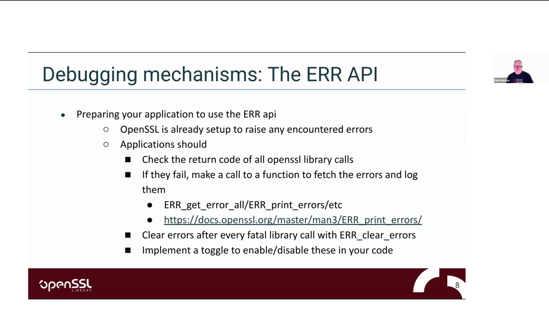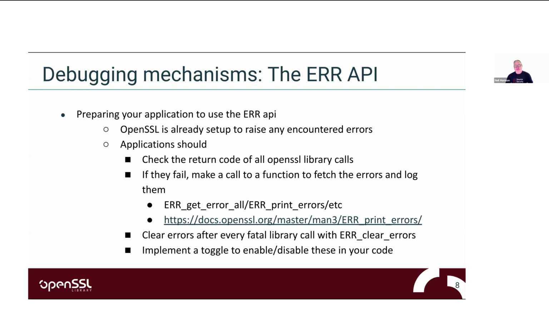If an API call fails, you can make a subsequent call to a function to fetch those errors and log them. We have a whole suite of them. They're documented at the link below. The most notable is error get error all, which gets you a list of the errors. You can also directly print them to your console with error print errors, or redirect them to a different file pointer with something like error print errors underscore FP. They're all documented, fairly straightforward to use.